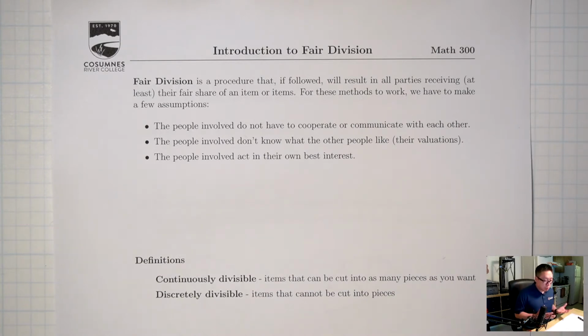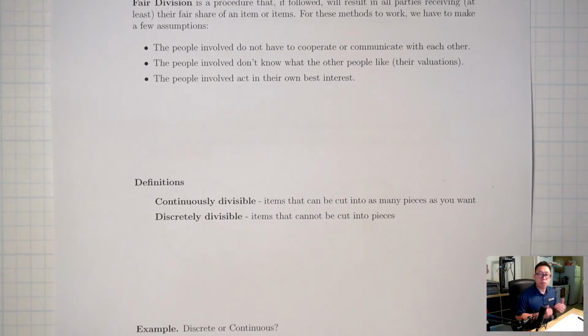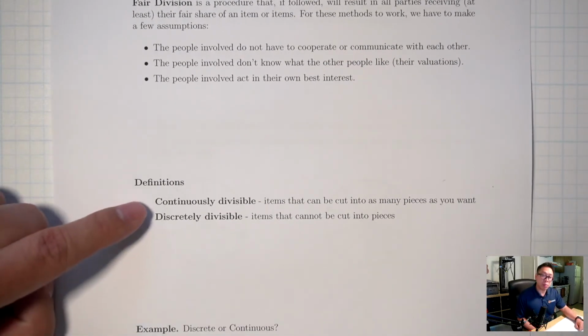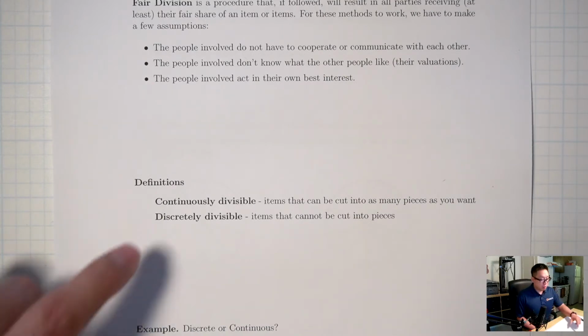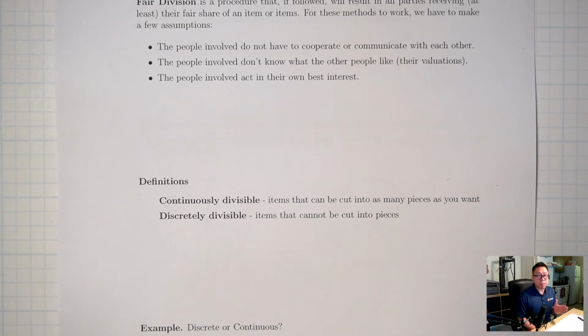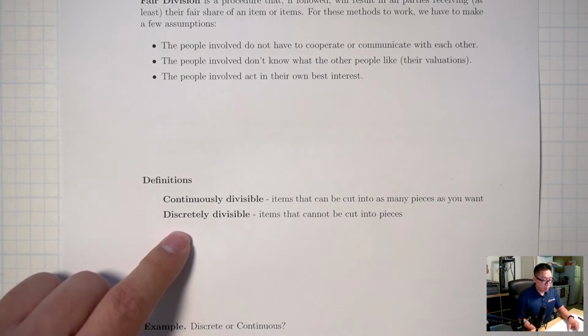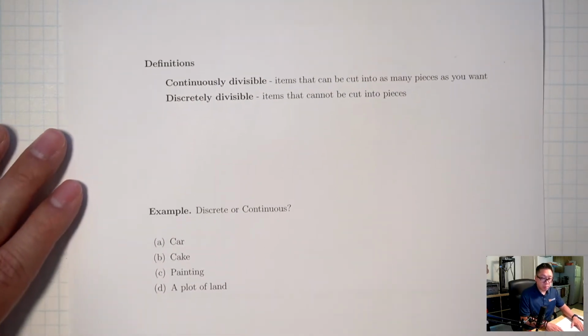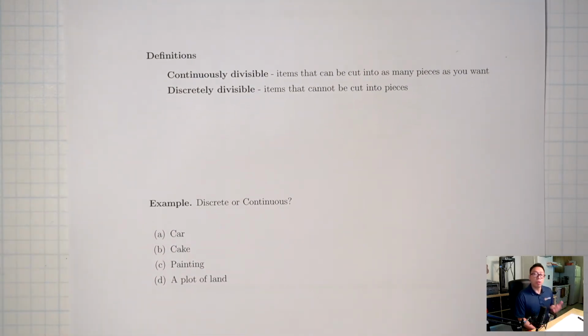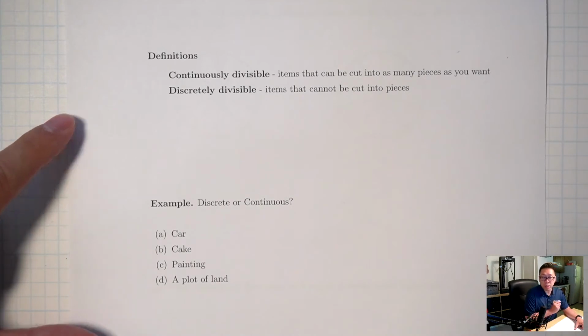So the things that we're going to be sharing in this unit fall into two main categories: continuously divisible and discretely divisible, depending on whether these things can be cut up. If something is continuous, it can be cut up. If something is discrete, it cannot be cut up. So for example, something that you might inherit would be a car. Would you want to cut up a car? Probably not, right? If you cut up a car, it's probably worthless now. So if you don't want to cut up a car, it's going to be a discrete item.